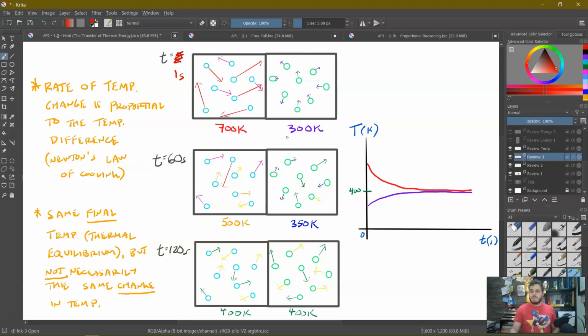And this is actually something known as Newton's law of cooling, just saying that as time goes on, the rate at which this is happening decreases as the temperatures come closer to equilibrium.